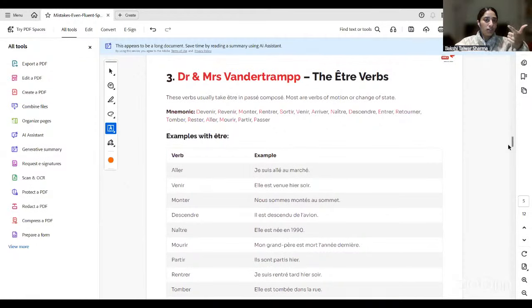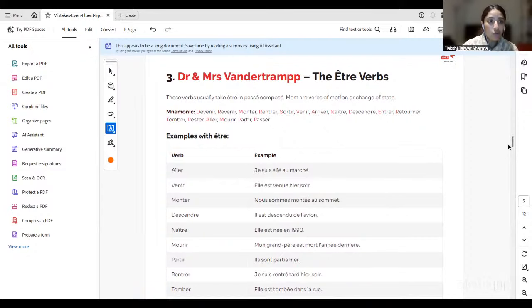Vandertramp: devenir, revenir, monter, rester, sortir, venir, arriver, naître, descendre, entrer, retourner, tomber, rester, aller, mourir, partir, and passer. These are the verbs which come with être. Rest all the verbs that you know will come with avoir.